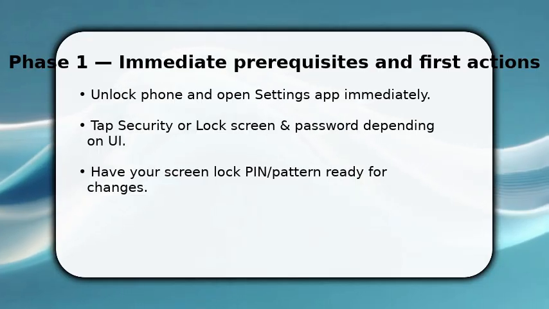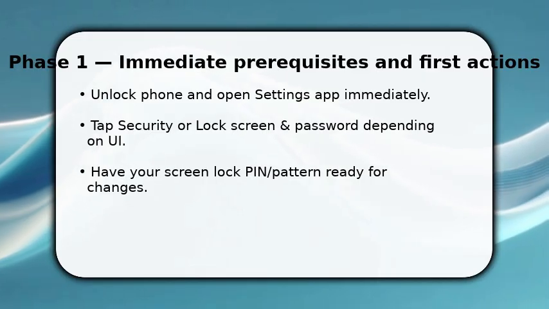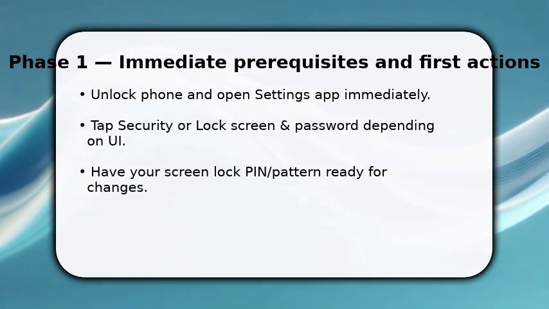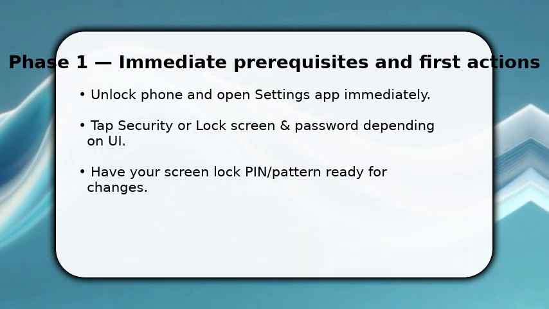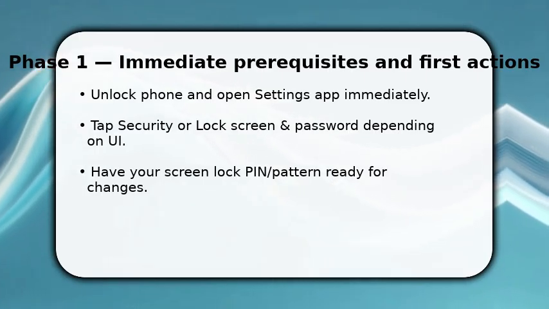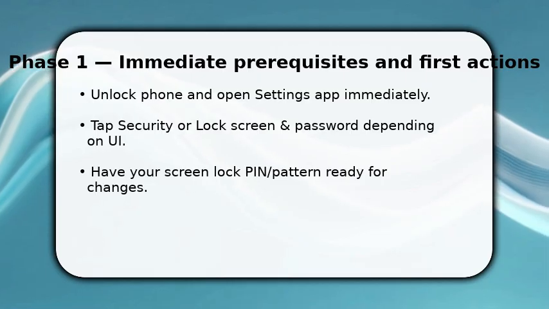You start by unlocking the Realme 5 Pro and opening Settings. This is where the quick access options live. Once in Settings, go to Security or Lock Screen and Password. Realme UI labels vary, so choose the closest match.